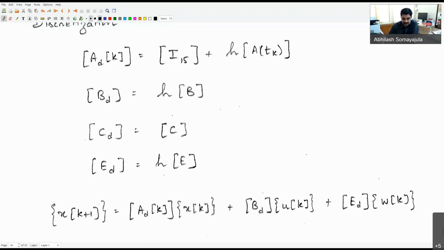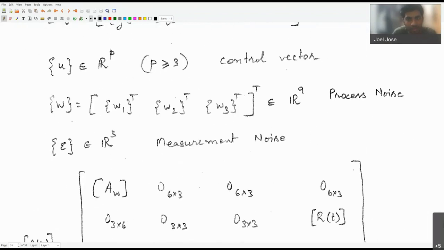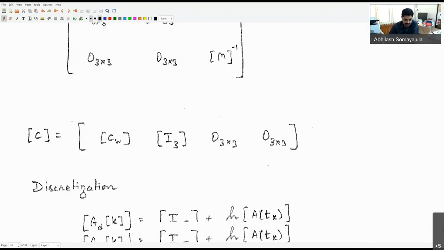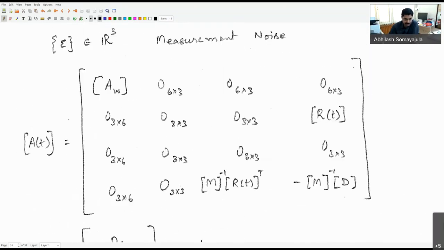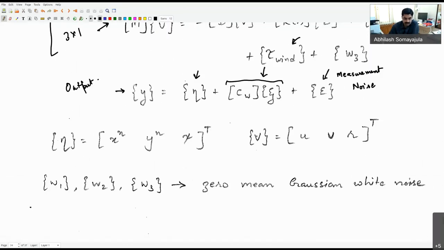Sir, what are the outputs that you are measuring in this system? In this system, we were measuring all three outputs. This output also will be a 3x1 vector, which means that you are basically measuring the x, y positions and the yaw angle.